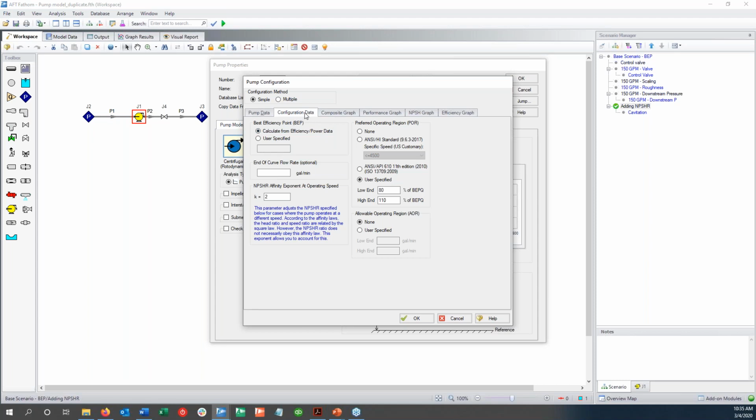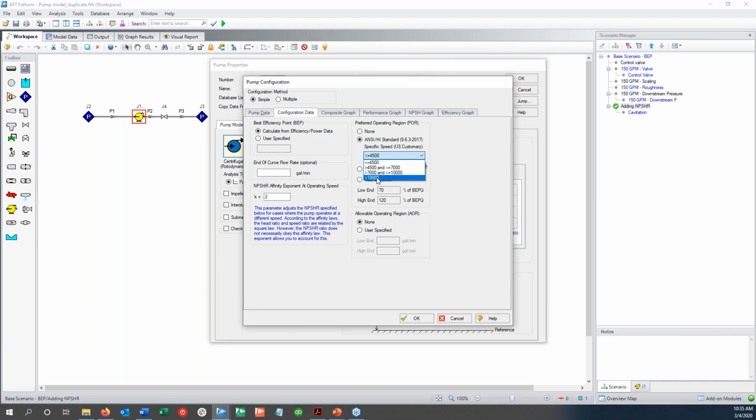And so here's another place we can see with configuration data the importance of BEP. We can also specify it. In our case, if we wanted 210 to be our gallons per minute. And then here's where I was touching on the rule of thumb preferred operating region. I user specified this as 80 and 110%, but if you have more information, if you know what your specific speed is for your pump, then you can let it determine it automatically.